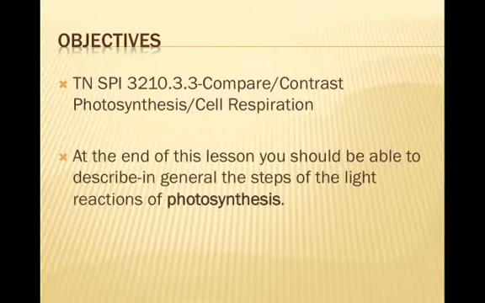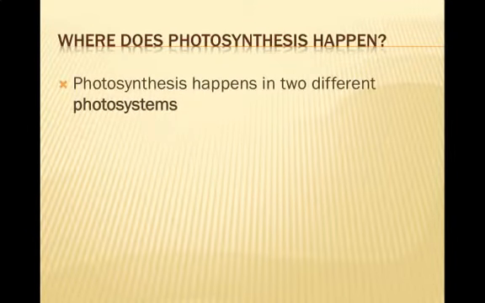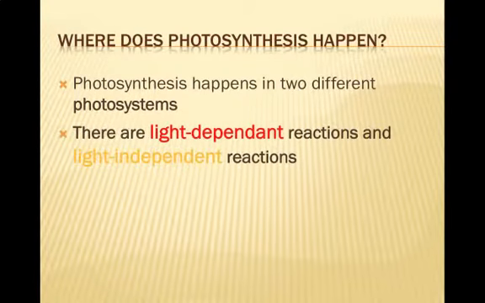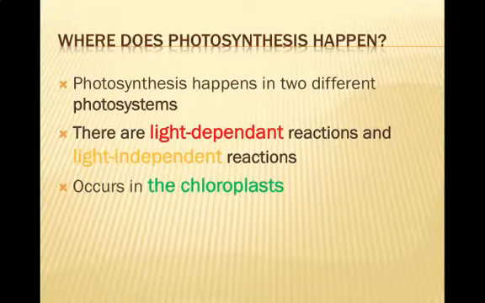So by the end of this lesson, you should be able to describe in general the steps of the light reactions and the dark reactions of photosynthesis. Where does photosynthesis happen? It will happen in two different photosystems. There are the light-dependent reactions and the light-independent reactions, and this is going to occur in the chloroplasts, the little green things inside of plant cells.